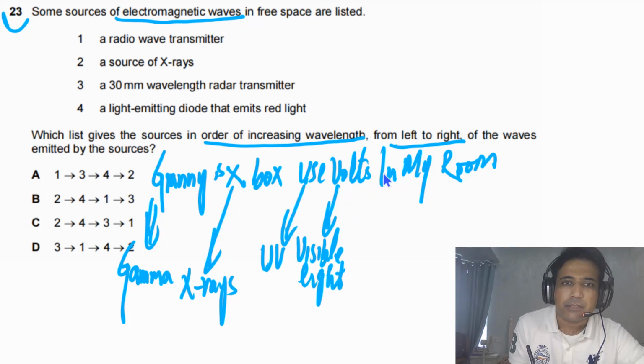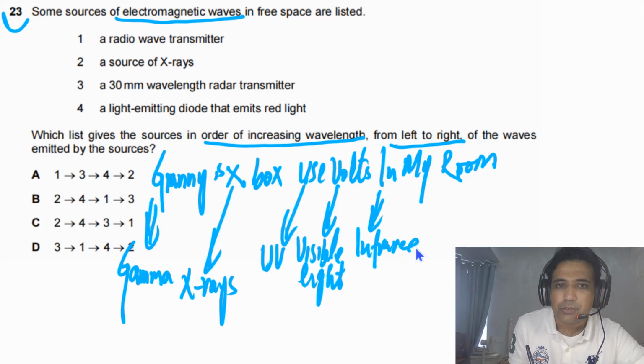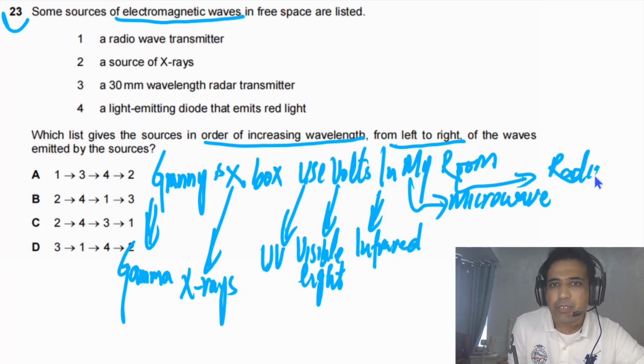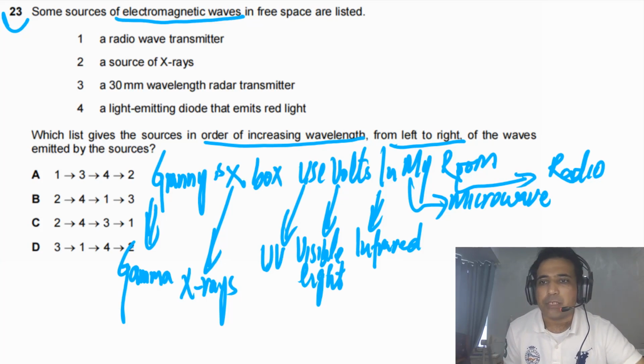And visible light consists of 7 colors, I for infrared, so we can write down this order, and M for microwaves, and R for radio waves. So we have to start with the smallest one.